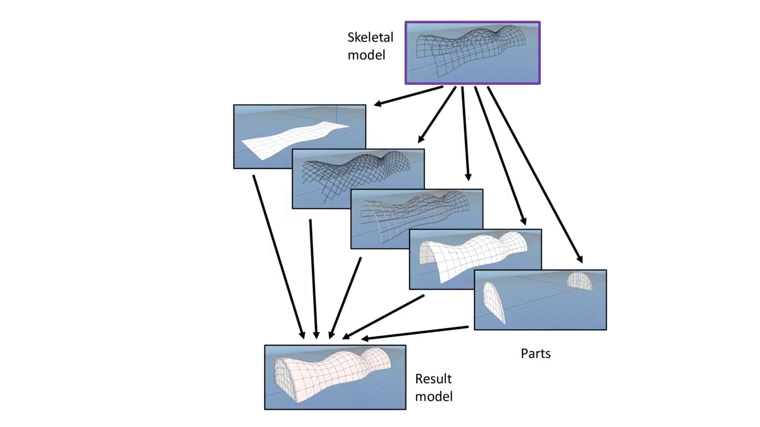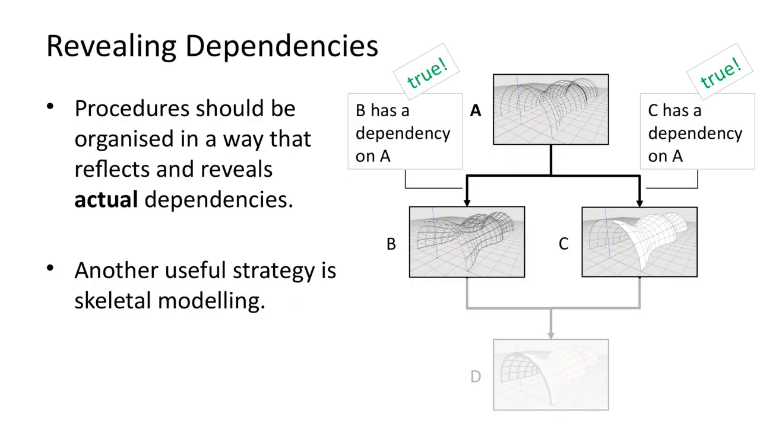In this video, we will look at some skeletal modeling strategies. Previously, we saw how loose coupling of procedures can lead to some confusing dependencies. We looked at how procedures could be organized in a way that reflects and reveals the actual dependencies. The example model that we showed was already making use of skeletal modeling strategies. Let's take a closer look at skeletal modeling.